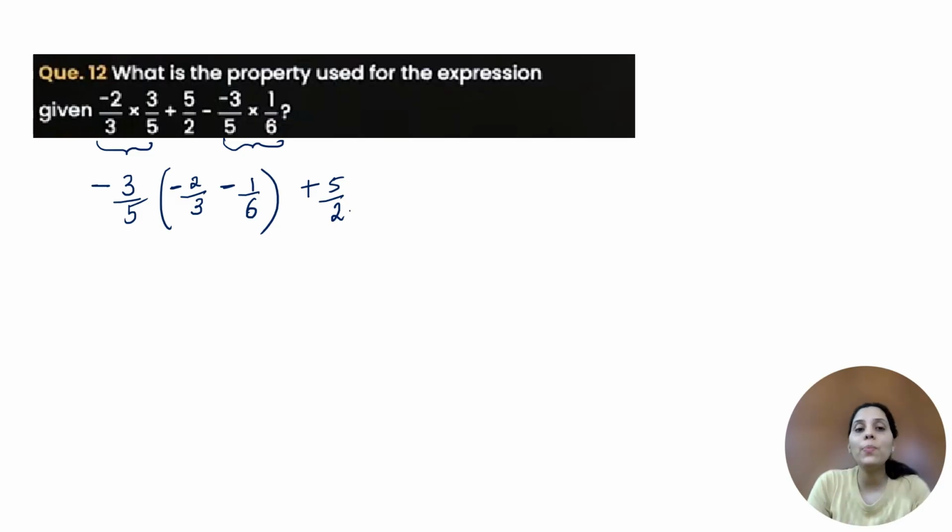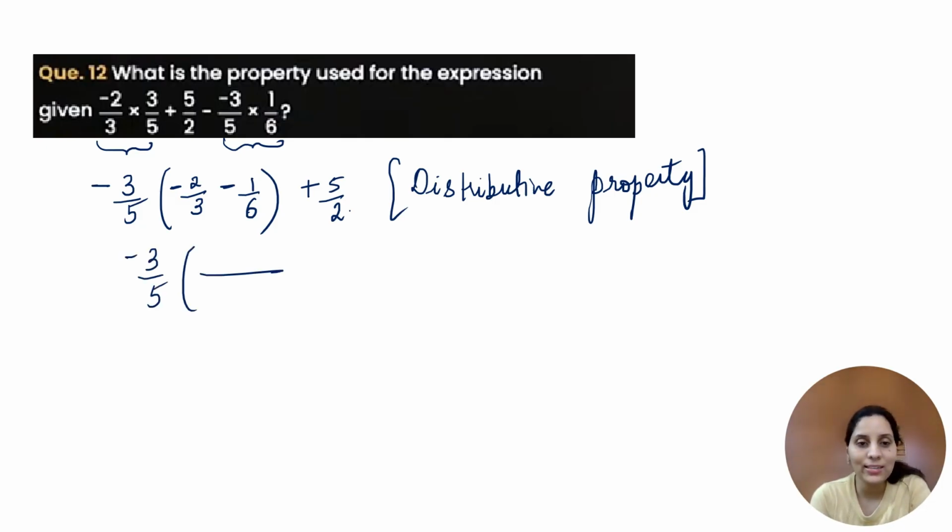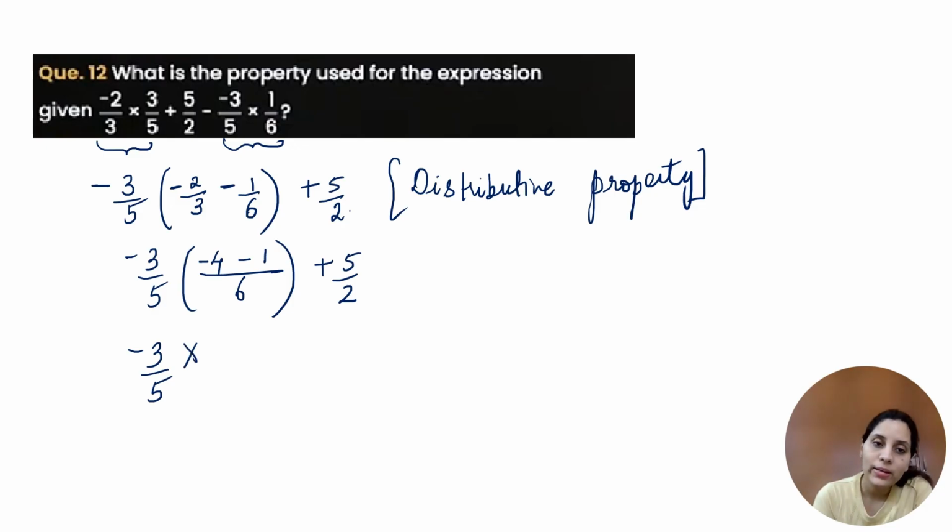So what is this property? What property am I using? This is distributive property. It is very important to mention what property you are using in your exam. It carries marks. All the steps carry marks. Now always we simplify the bracket part. The bracket here, the LCM is 6. 3 into 2, so 2 into 2 is minus 4 and 1, plus 5 by 2 into minus 4 minus 1 is minus 5 by 6.